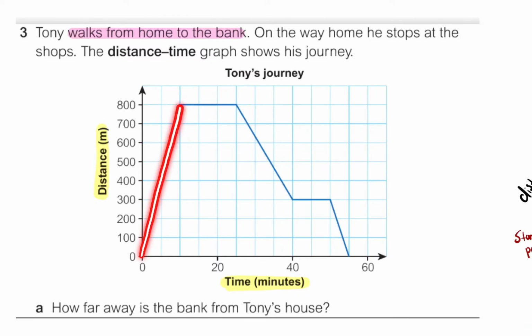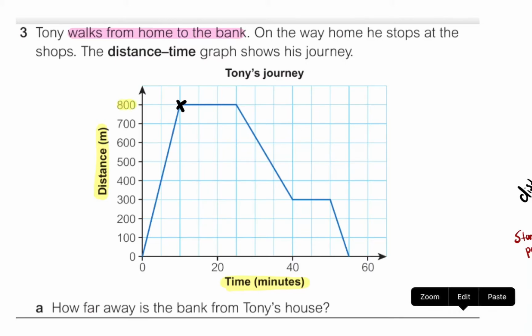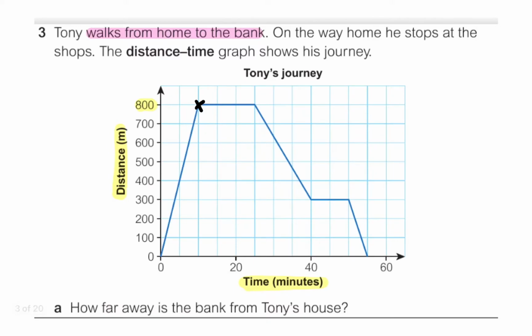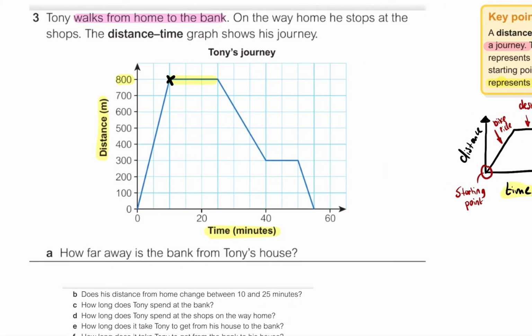Now stop here. This is our first key point. The bank we can see is 800 meters away, because whenever you're stationary, you draw a horizontal line because you're not moving any more distance away from the starting point. He spends time at the bank, but not going anywhere. First question, how far away is the bank from Tony's house? Well, we've just answered it. It's 800 meters.